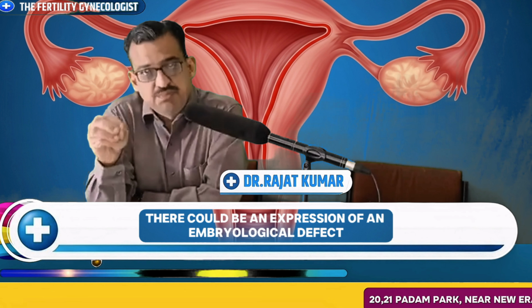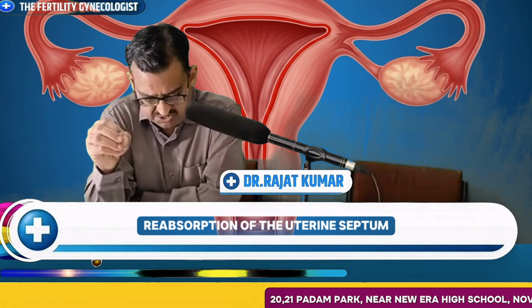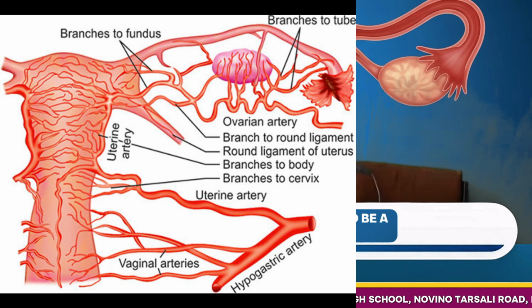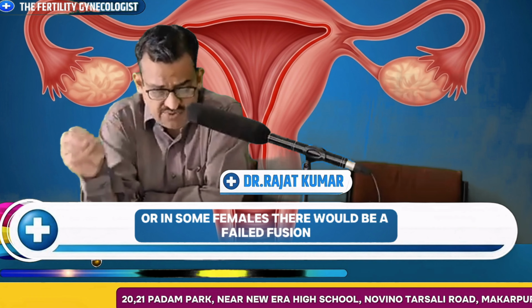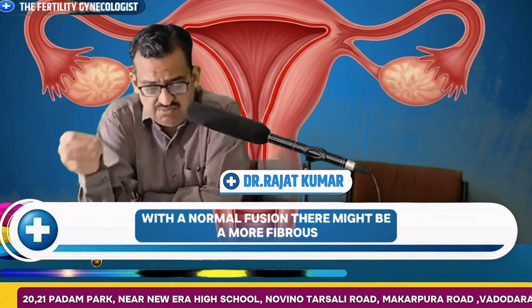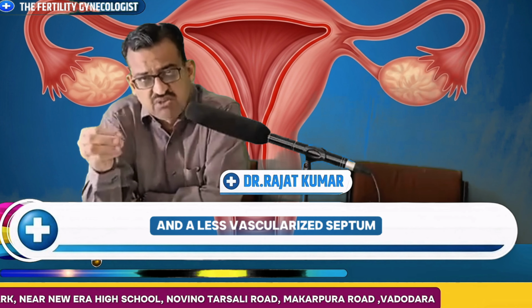There could be an expression of an embryological defect that led to either failed reabsorption of the uterine septum, or in some females a failed fusion. If there is a pure reabsorption defect with a normal fusion, there might be a more fibrous and less vascularized septum.